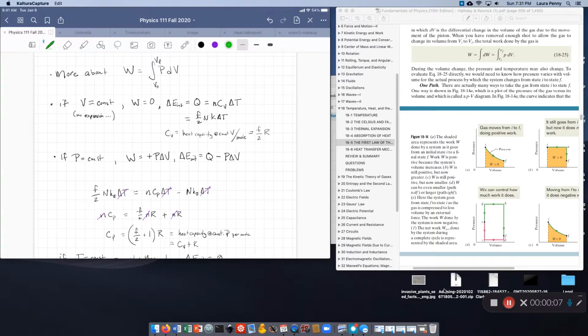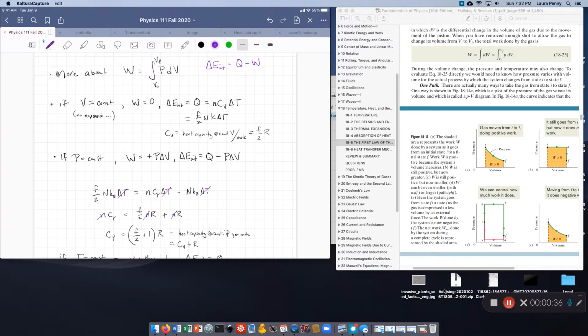I want to talk a little bit more about this idea that the work done by a gas on its environment is the integral of pressure over volume, P dV, as the volume changes. And keeping in mind also that we're thinking about it in terms of this equation, the first law of thermodynamics.